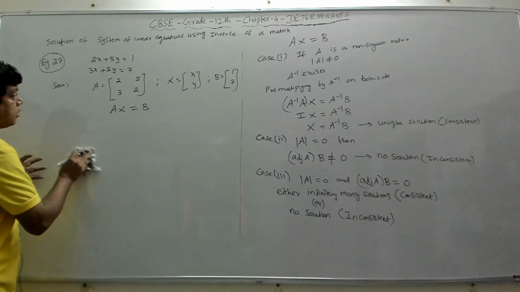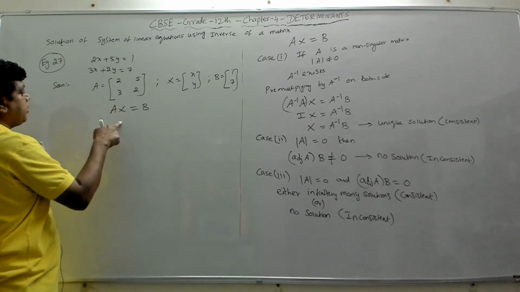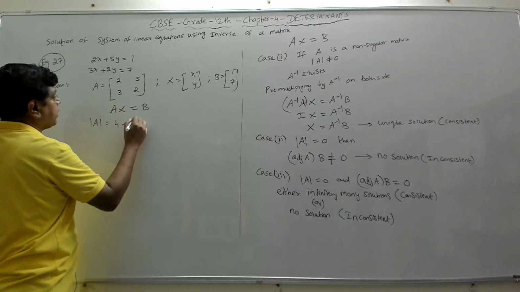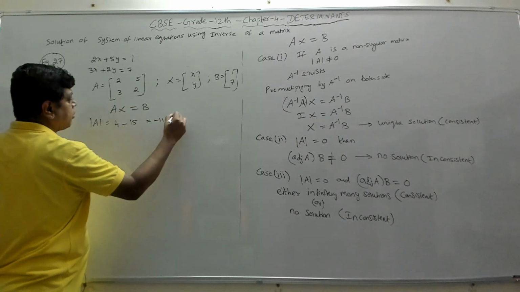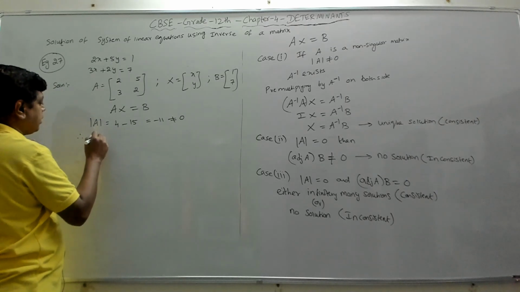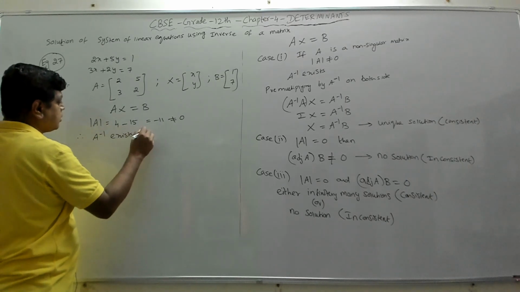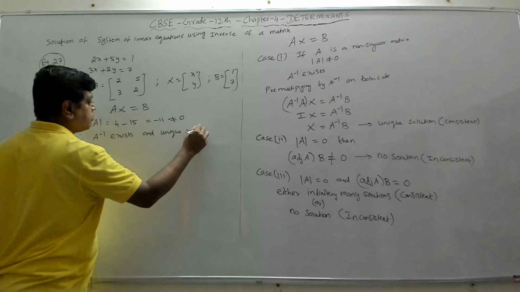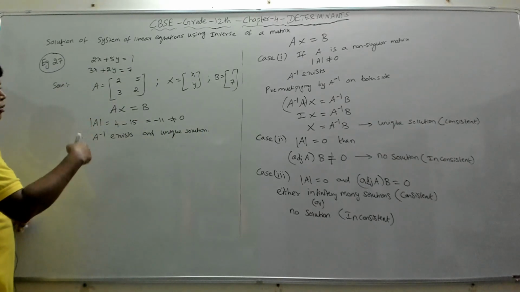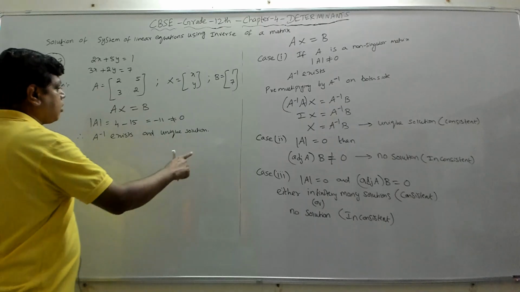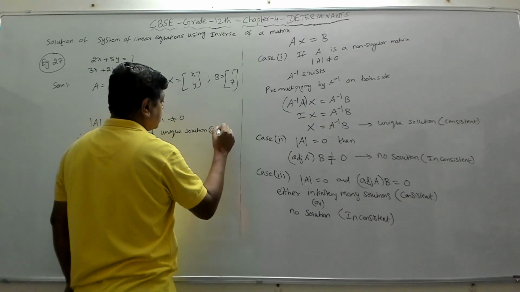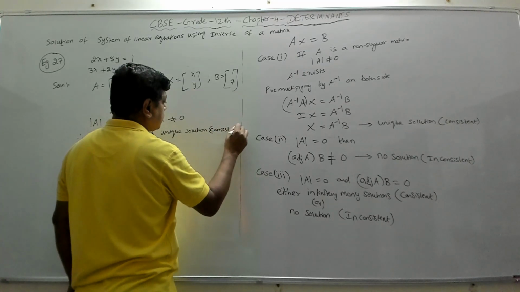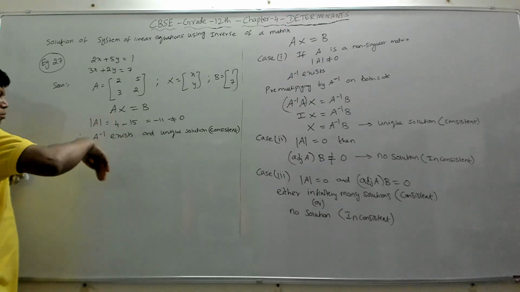Now let's see which case it falls under. For that, first we should find the determinant of A. Determinant is 2 twos are 4 minus 3 fives are 15, that is equal to minus 11, which is not equal to 0. Therefore, A inverse exists, so it has a unique solution. And we can also call this consistent. The set of equations is consistent. So we can proceed and find the solution.